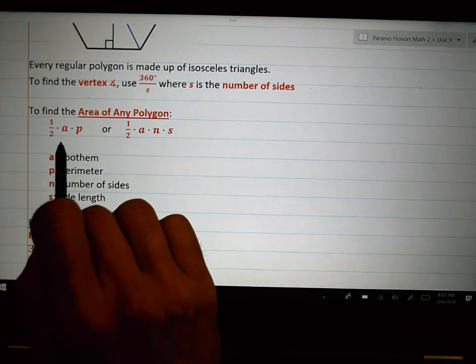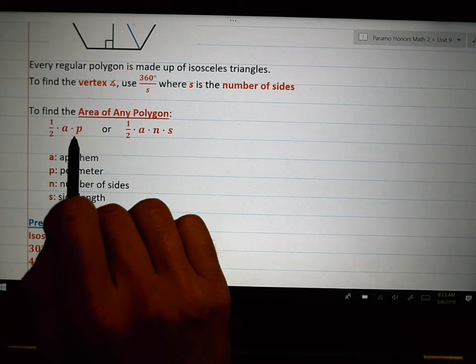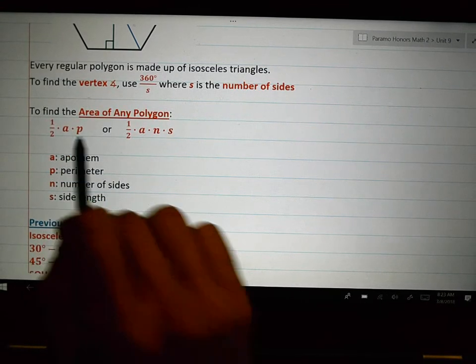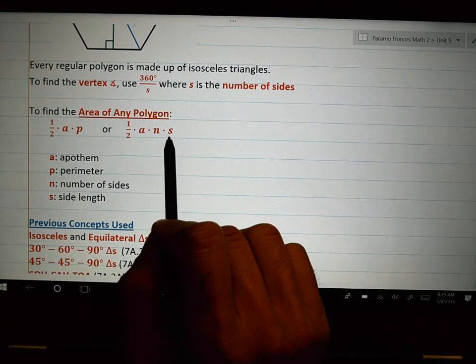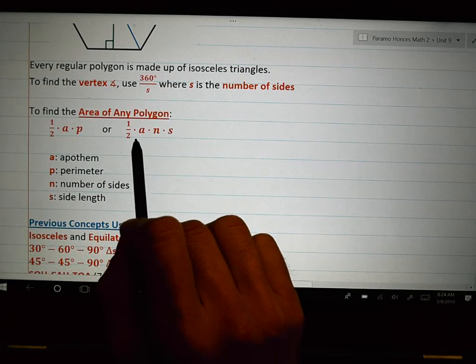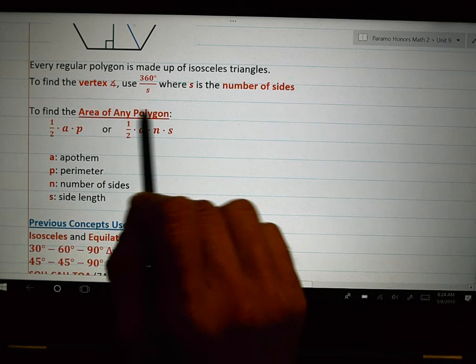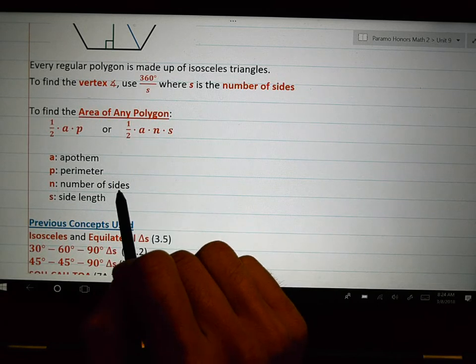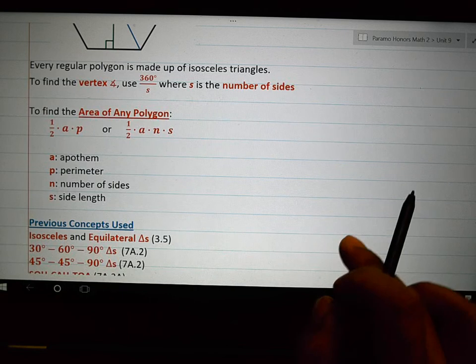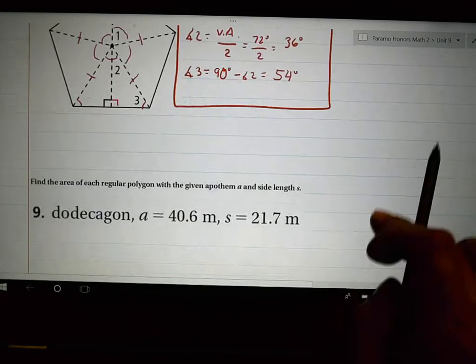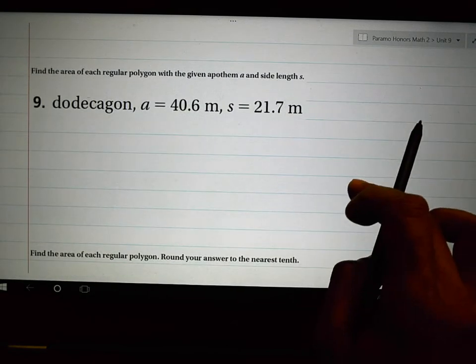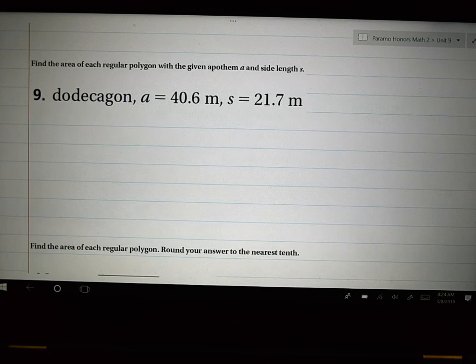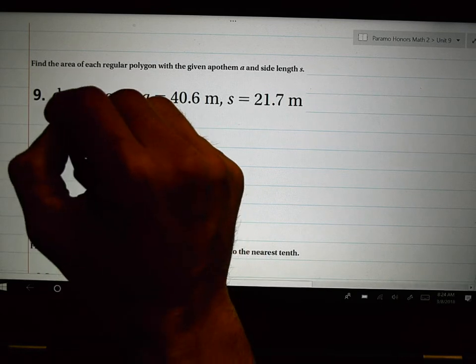You could use this one that has a perimeter, which you're not given. You're given a side length and an apothem. So what aren't you given that you would need if you're using this second formula? You need to know what n is, and n is the number of sides. What you're going to have to do on number 9 is know how many sides a dodecagon has. Now that's a weird word, dodecagon.